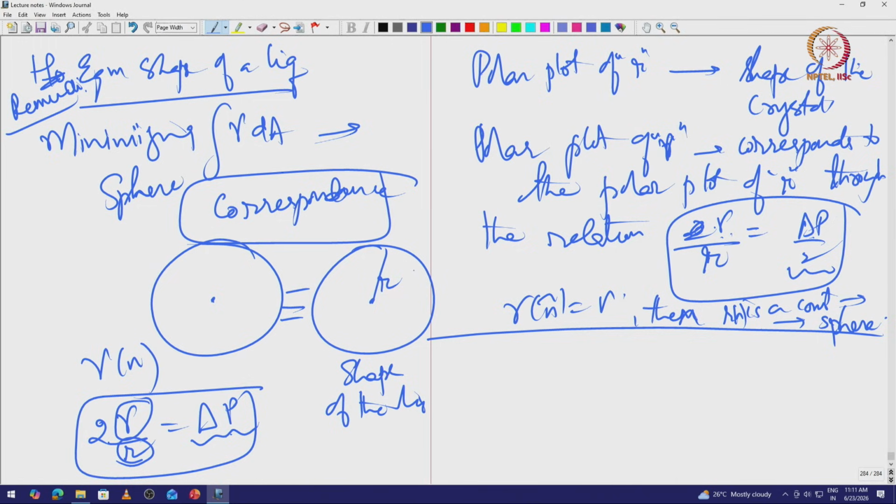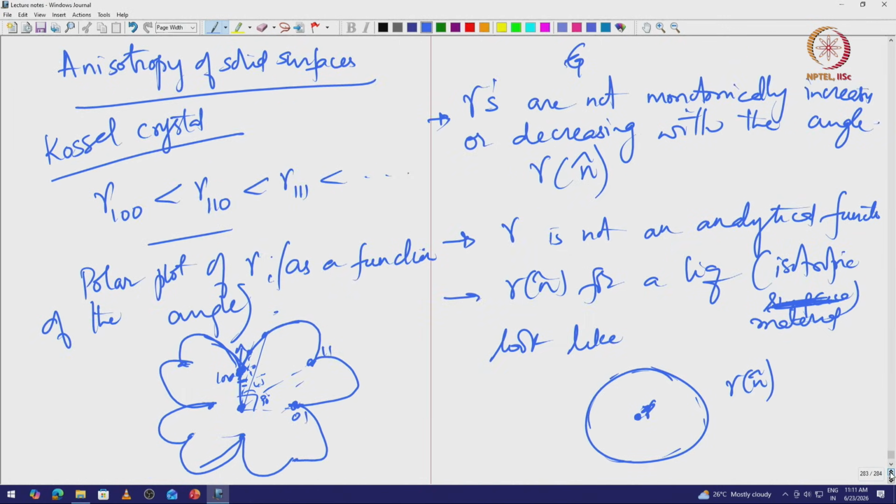Okay. So, gamma for a liquid is a sphere, just to put things in context, but gamma for a solid or an anisotropic material is not a sphere, it is going to look somewhat like this, especially if there are all these crystalline faces. Okay. So, let us keep this in mind, gamma of n is a monstrosity like this, right, it is not a simple thing like this.